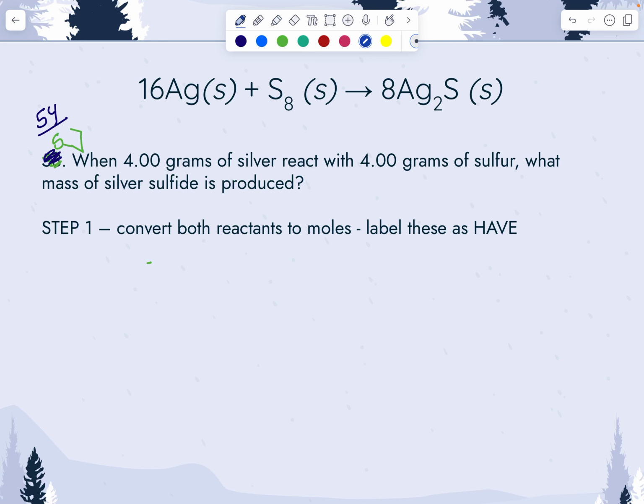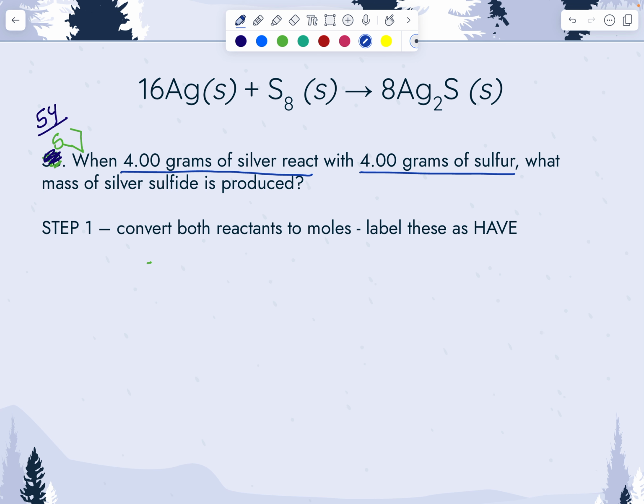Okay, so here's another one of those problems where it's a limiting reactant problem. We know that because the question is asking about both reactants. I'm telling you we have 4 grams of silver and 4 grams of sulfur. And this isn't a problem where I say the sulfur is in excess. I'm telling you that we have a limited amount of both of those. And I'm asking, what is the mass of the silver sulfide that is produced afterwards?